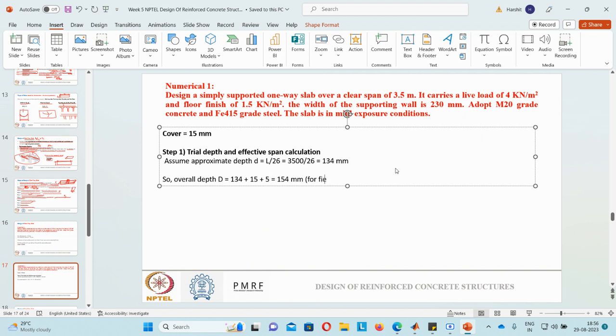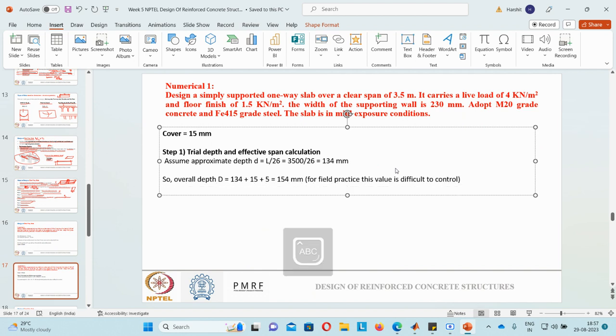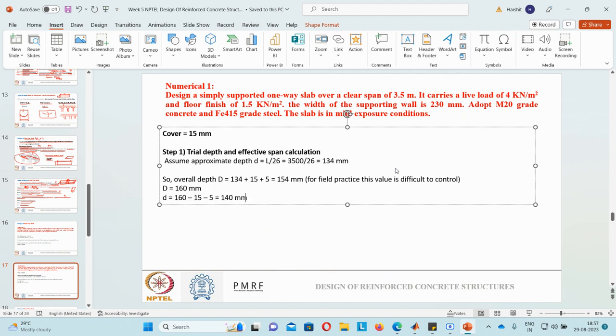Now generally for field practice, this value is difficult to control. So always what we need to do, we need to assume some depth in a round number form. So I will assume a depth of 160 mm. So my effective depth will be 160 minus 15 minus 5, so it will be 140 mm. So it is around L by 25.